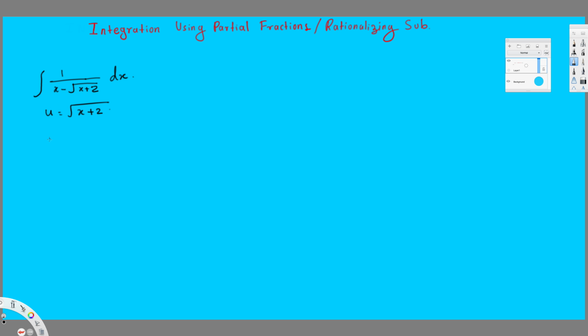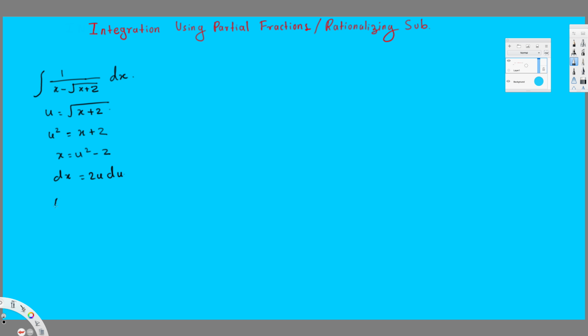To do that, I can square this. If I square both sides, I get u squared is equal to x plus 2, and we have to find the x because that's what we are going to substitute right here. So x is going to be equal to u squared minus 2. Then we have to do something about this dx. If I find the derivative, dx is going to be equal to 2u du. And now I can create the new integral in terms of u.